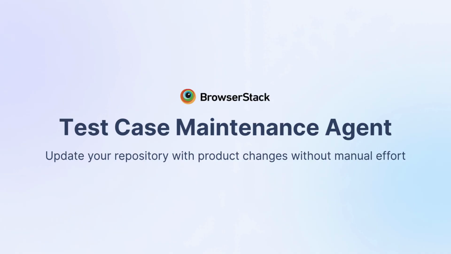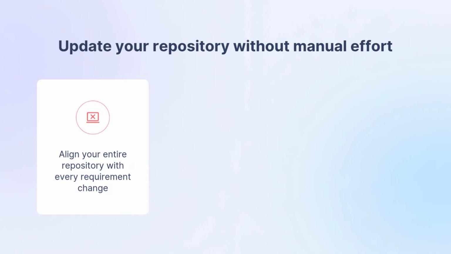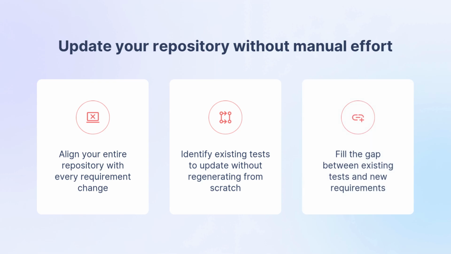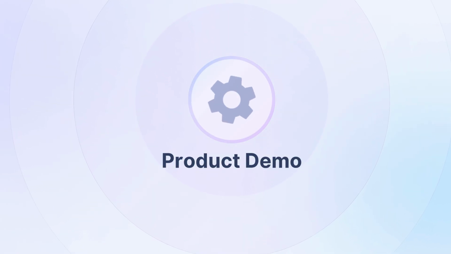This specialized AI agent is designed to update your repository automatically as your product changes, eliminating manual effort. Stop wasting time on test maintenance. Our agent keeps your suite perfectly synced with every product change. Instead of starting over, you just update what matters and automatically bridge the coverage gap for new features. Spend your time on strategy, not fixing broken tests. Let's see it in action.